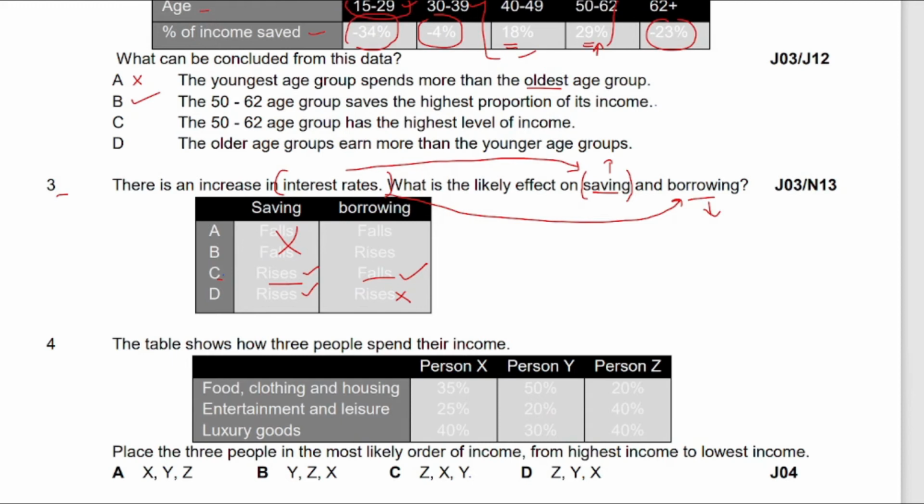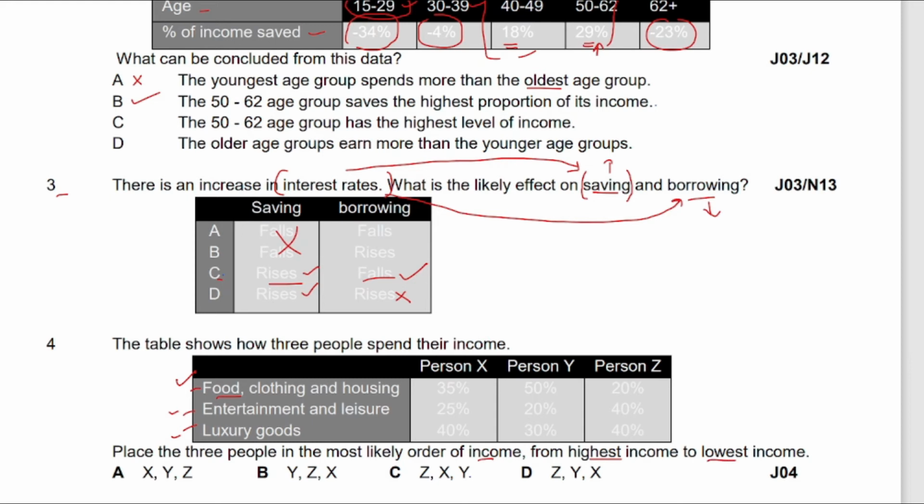And the next question is: the table shows how 3 people spend their income, on food, entertainment and luxury. So this is a basic necessity, and these two are luxuries of life. These are wants, and this is a basic necessity. Place the 3 people in the most likely order of income, from highest income to lowest income.